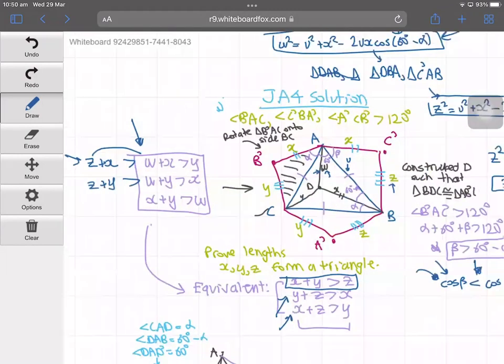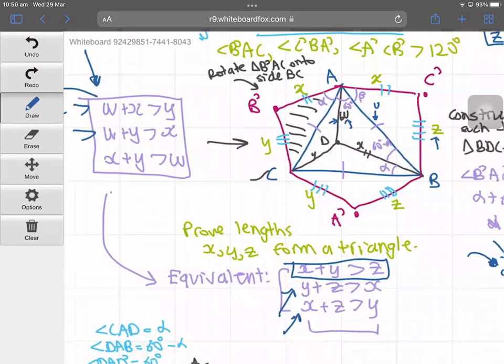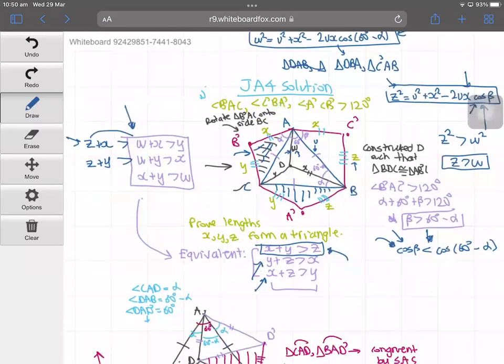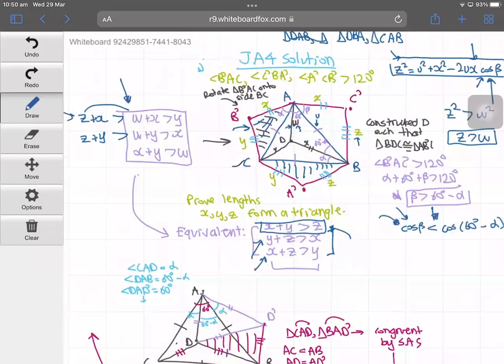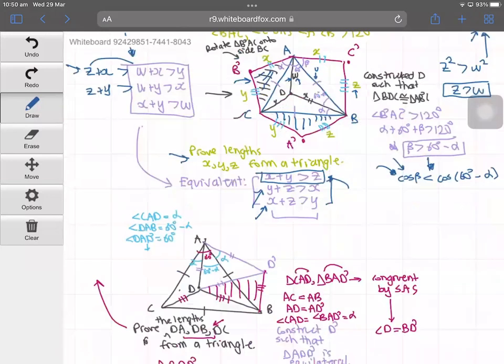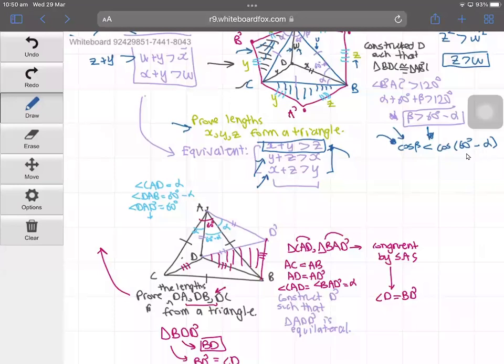Turns out, by symmetry, you can use a similar argument to obtain this inequality as well by, for example, instead of rotating this triangle, you can rotate maybe this triangle, and similarly get that X plus Y is greater than Z. So that proves the 3 triangle inequalities and proves that the lengths X, Y, and Z form a triangle. So that completes the proof.